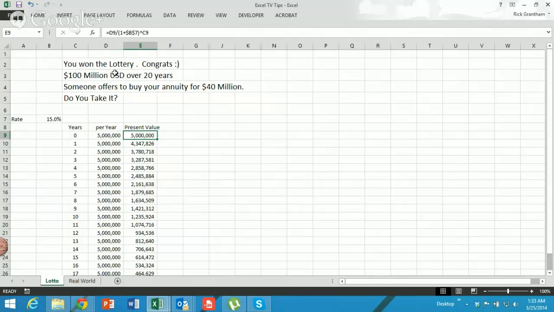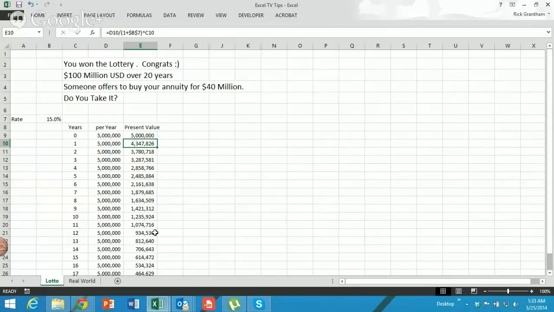So what we're doing here is taking the dollar amount and dividing it, since we're not compounding, we're doing the reverse of compounding. So we're dividing by 1 plus the interest rate, raised to the power of the number of years. This is the opposite of compounding. We're saying 1 year out, this $5 million at a 15% rate is actually only worth $4.3 million in today's dollars.